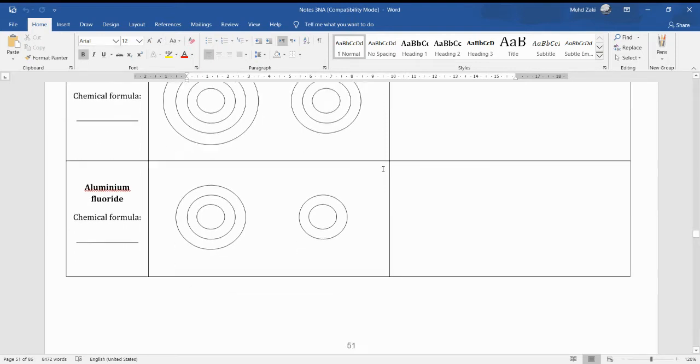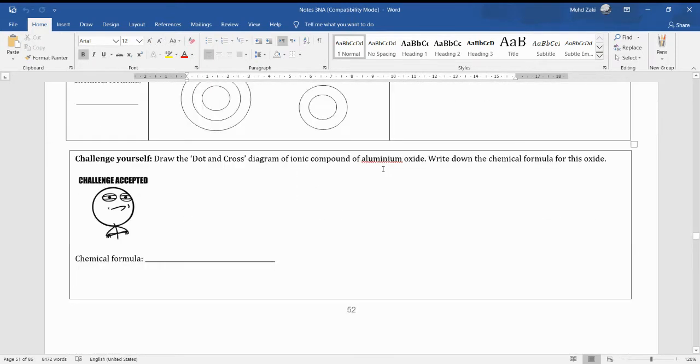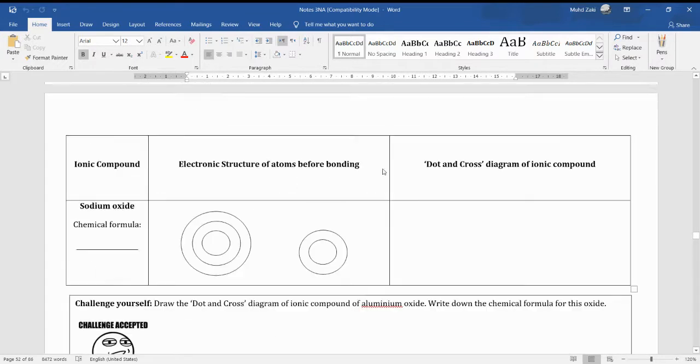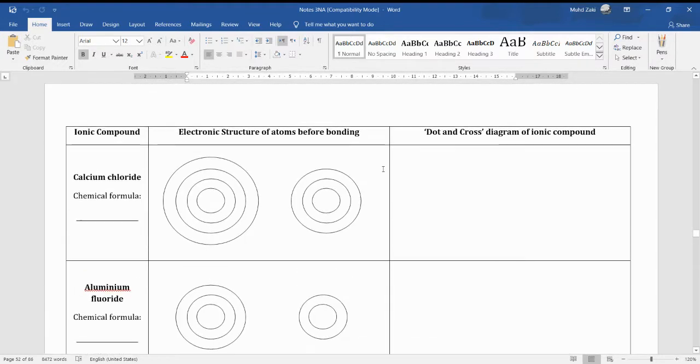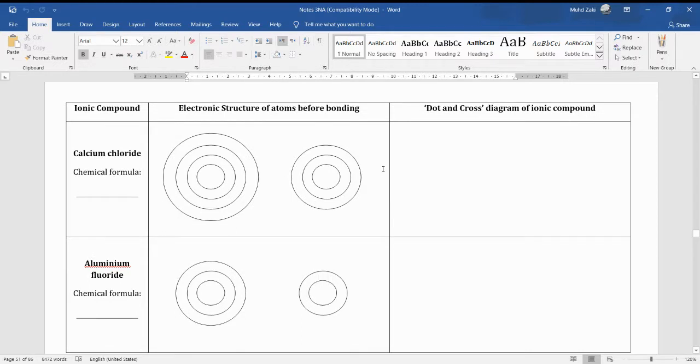Page 51 and 52 of your notes. Okay, so I will show you how to draw the aqueous diagram for calcium chloride. Okay, so let's start. I'll take the pen out first.